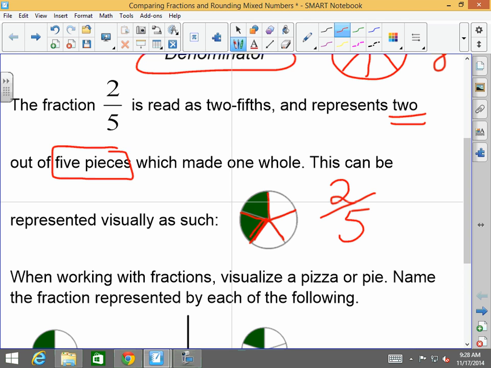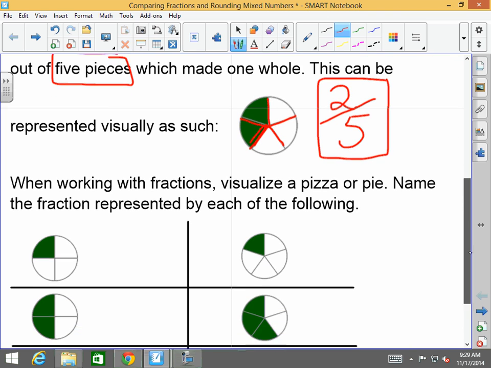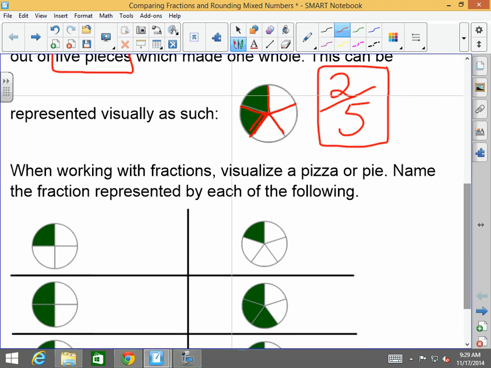So pretend you had a pie here, or a pizza, and you ate 3 slices. What are you left with? 2 slices out of 5 slices. You're left with 2/5. That is what fractions represent. It's part of a whole. When working with fractions, guys, try to visualize a pizza or a pie.